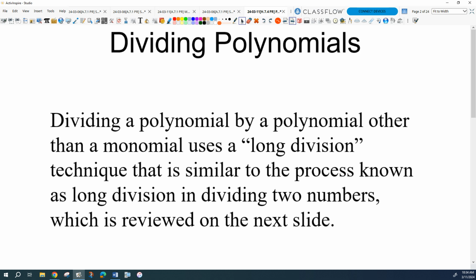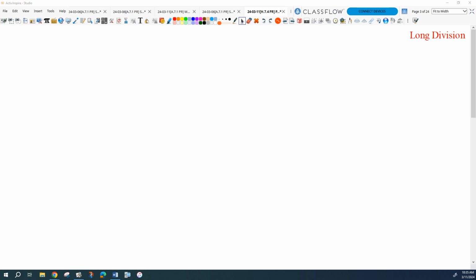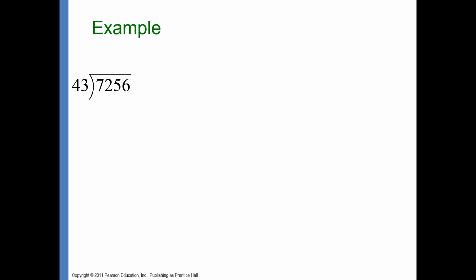Okay, what if we're dividing polynomials though? If you divide a polynomial by another polynomial, something that's not a monomial, then that's where long division comes into play, right? So let's remind ourselves, first of all, how this works. Let's just go through an example real quick without variables. Let's just review how we do long division. So what do we do here?